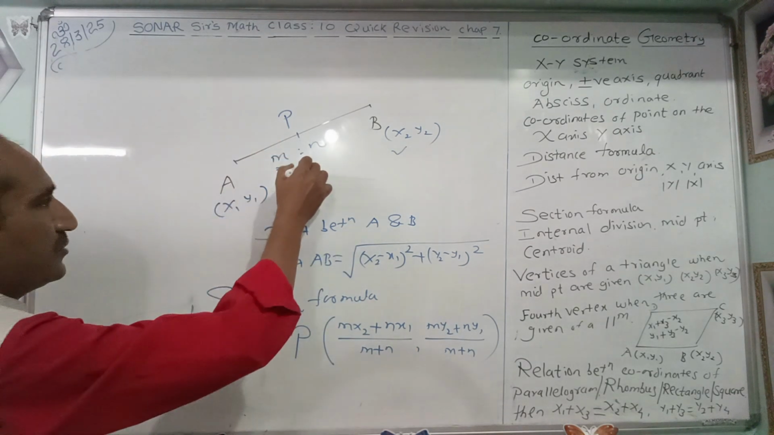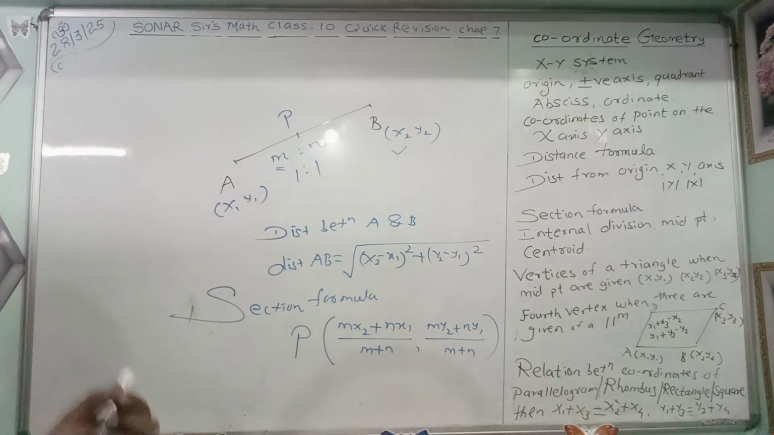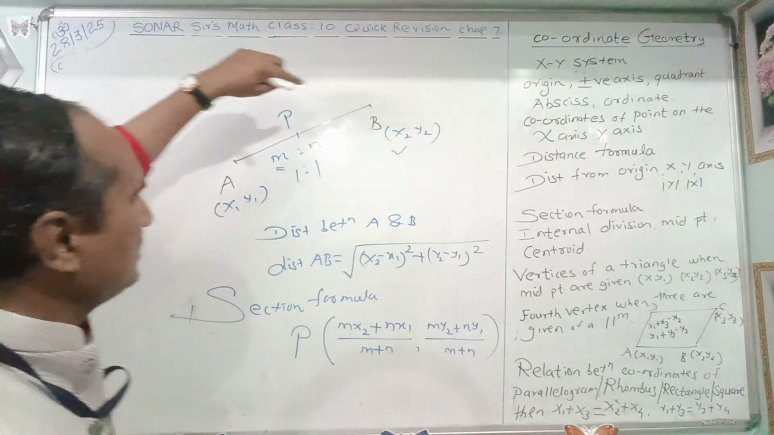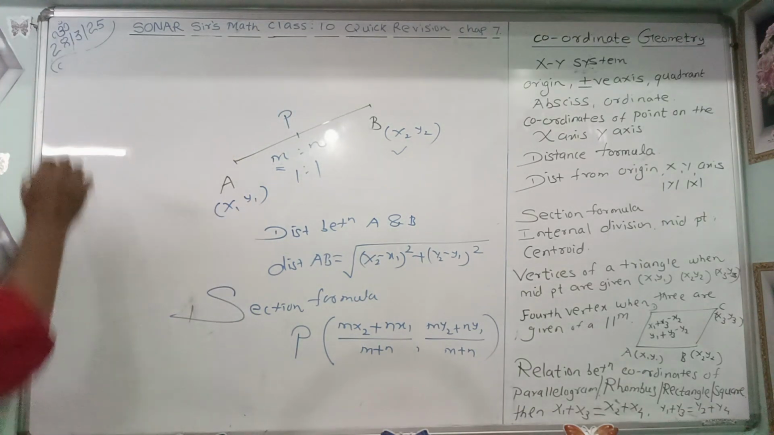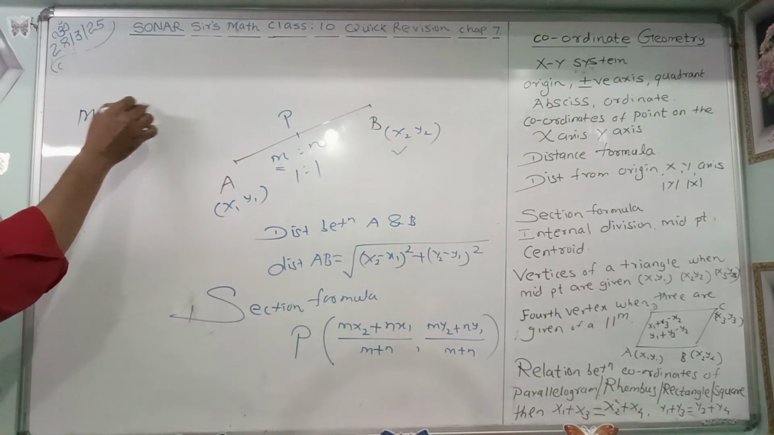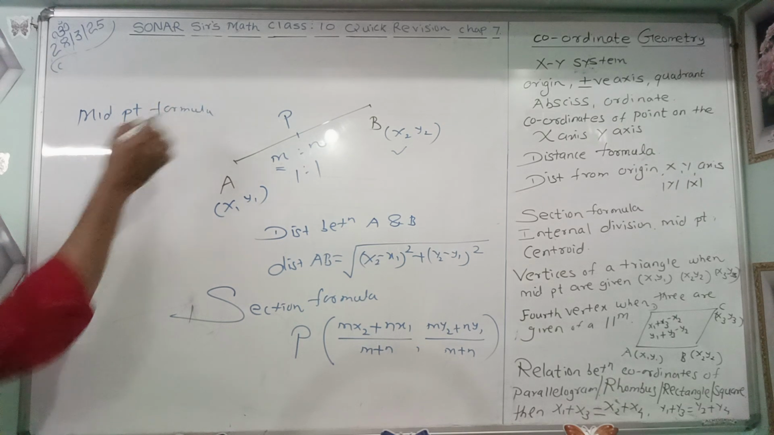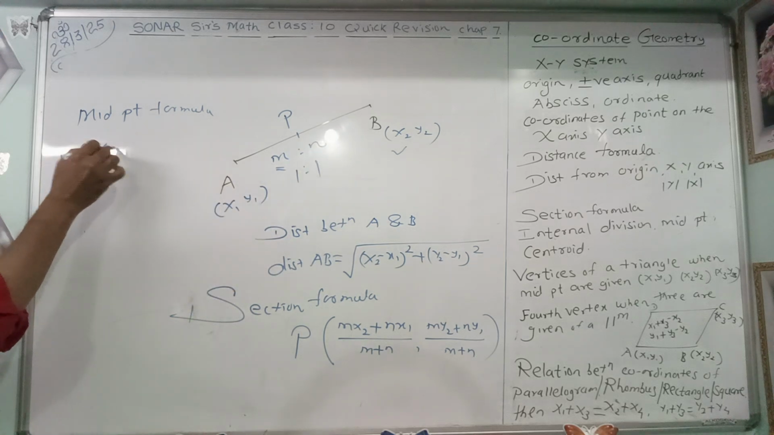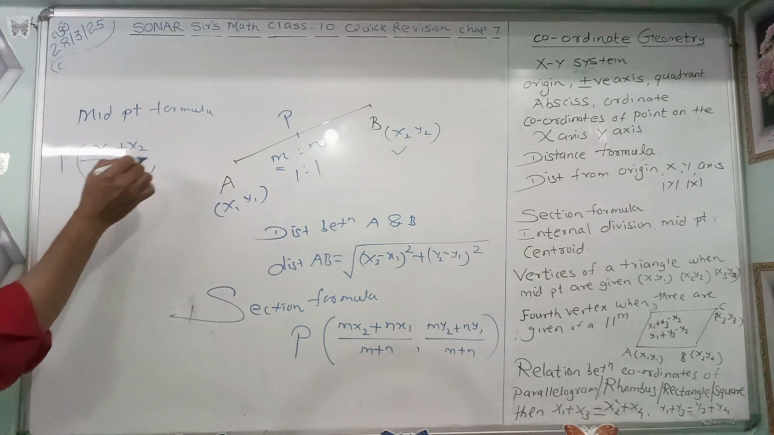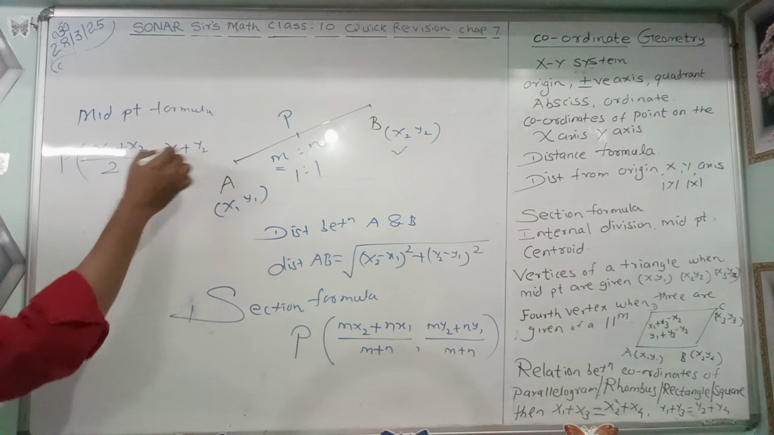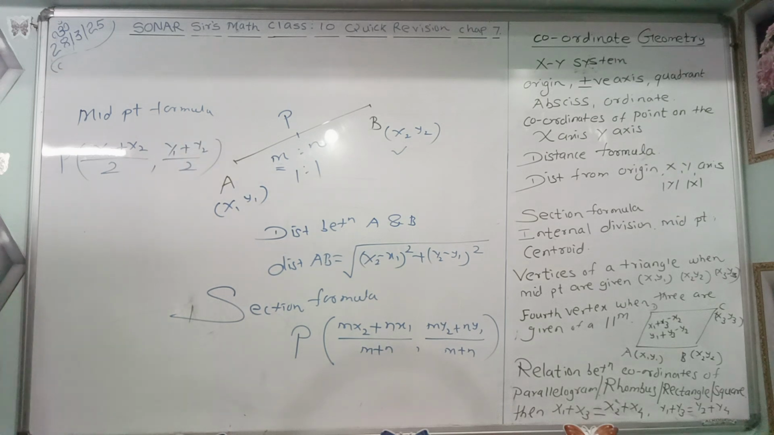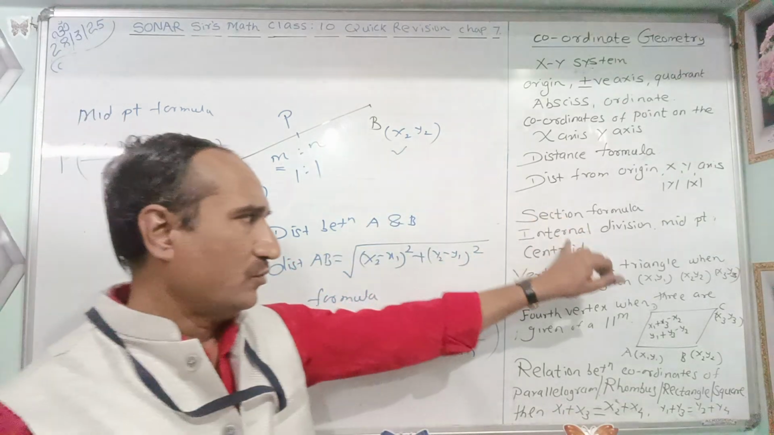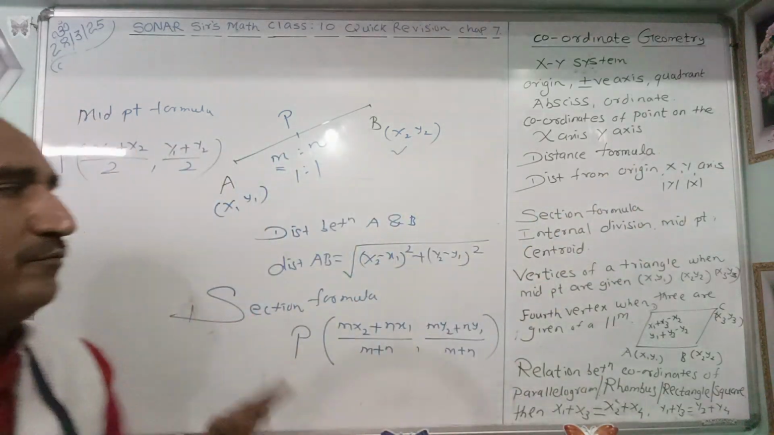If this ratio is 1:1, it means P divides equally. These two segments are equal, meaning P is the midpoint, and here is the midpoint formula. If P is the midpoint of segment AB, then the midpoint formula is the sum of the x coordinates divided by 2, that is (x1 plus x2) upon 2, and y1 plus y2 upon 2 is the y coordinate. So in this way we discussed these two formulas, the section formula for internal division and the midpoint formula.